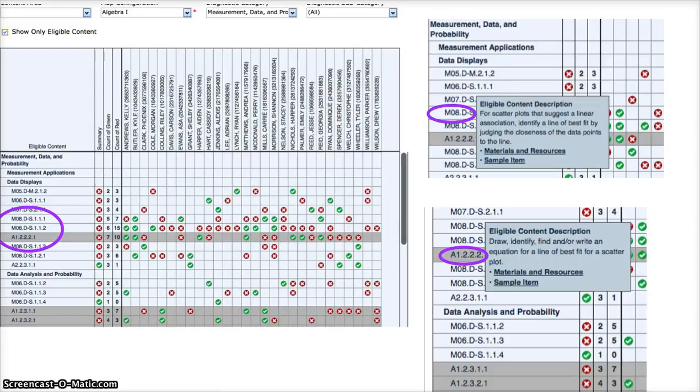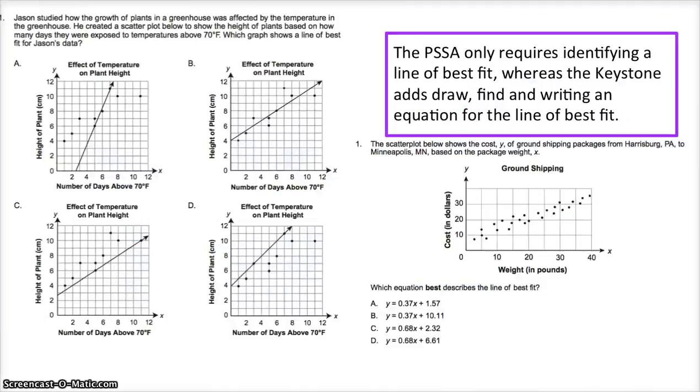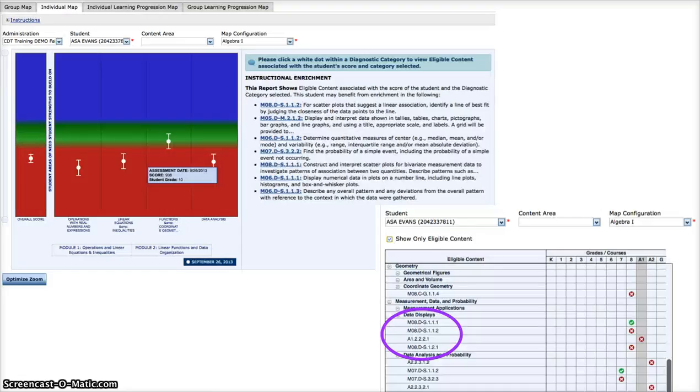So then I'm curious, what's the difference between grade 8 and Algebra 1? And so in this slide, I pulled up the sample questions from the Classroom Diagnostic Tool and then compared them to the eligible content. And on the left, I can see that in 8th grade PSSA, the students are expected to identify a line of best fit, whereas for Algebra 1, they need to draw, find, or write an equation for the line of best fit.